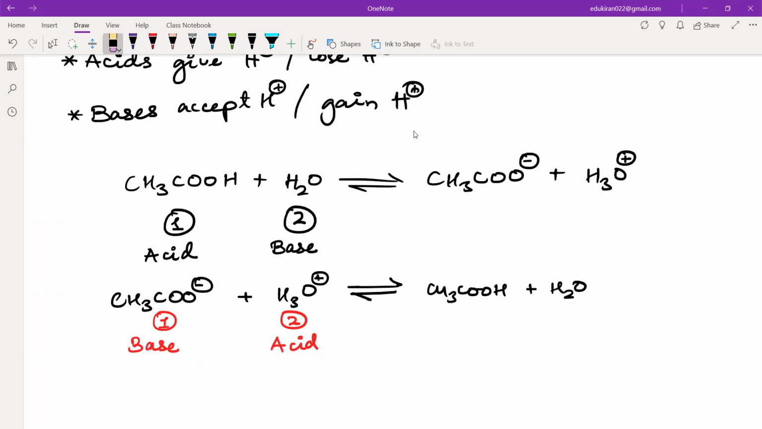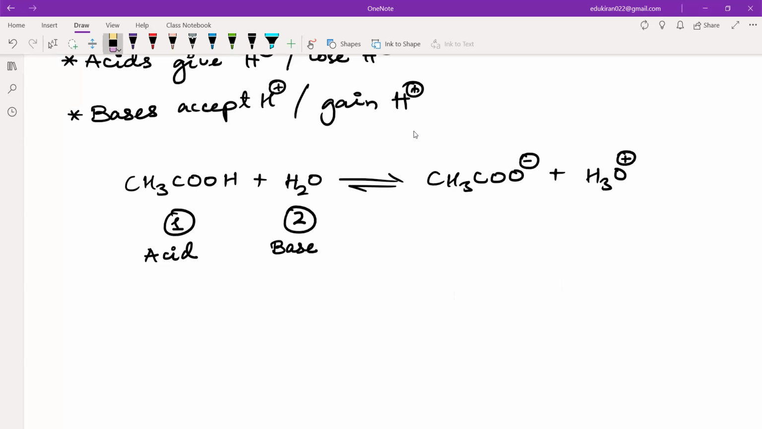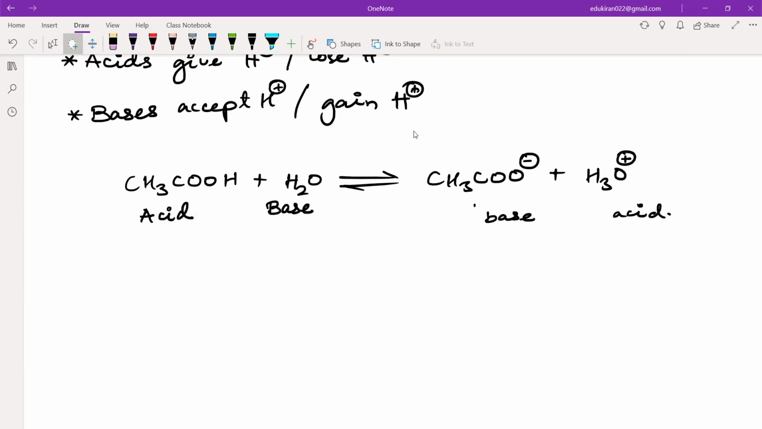CH3COOH, right? Yes, sir. Now they have a relationship. I just wrote that reaction explicitly, but we have the same reaction going on here because it is an equilibrium. So I can say that this is my base and this is an acid. Obviously, it is a base in its absolute term, but in its relationship with CH3COOH, it is the conjugate base of CH3COOH.